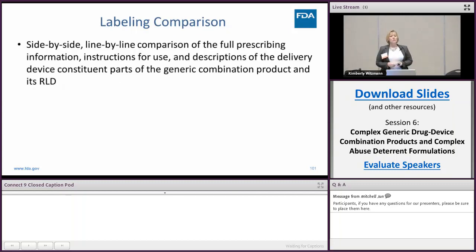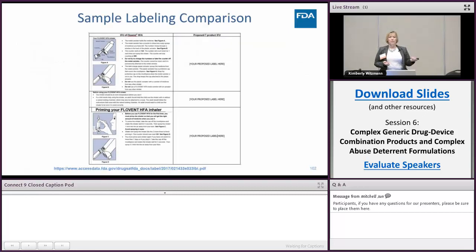So the first, for the labeling comparison. What we mean when we refer to labeling comparison is just simply a side-by-side, line-by-line comparison of the full prescribing information, the instructions for use, and descriptions of both the delivery device constituent parts of the generic combination product as compared to its RLD. So as an example, again, arbitrarily chosen, there's no significant meaning in anything that was chosen here, except that this one had a nice breakdown of being able to cut the pictures and the words and stick them into the box.